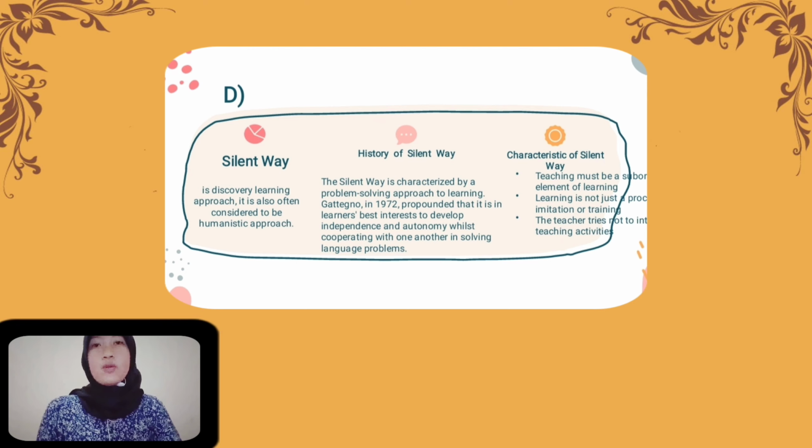The story of the silent way. The silent way is characterized by a problem-solving approach to learning. Caleb Gattegno in 1972 proposed that it is in learners' best interest to develop independence and autonomy, cooperating with one another in solving language problems. The teacher is supposed to be silent, hence the name, and must distance himself from the tendency to explain everything.